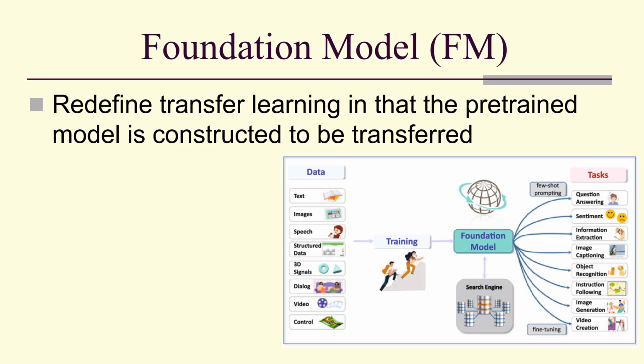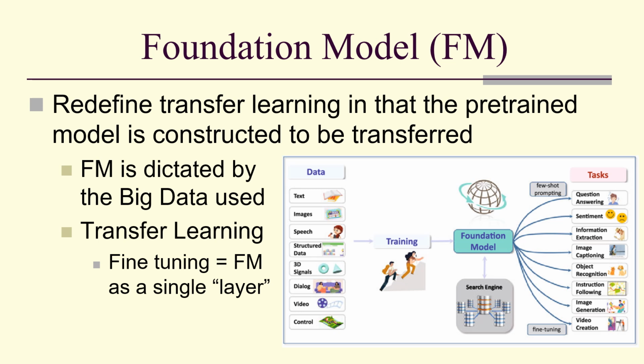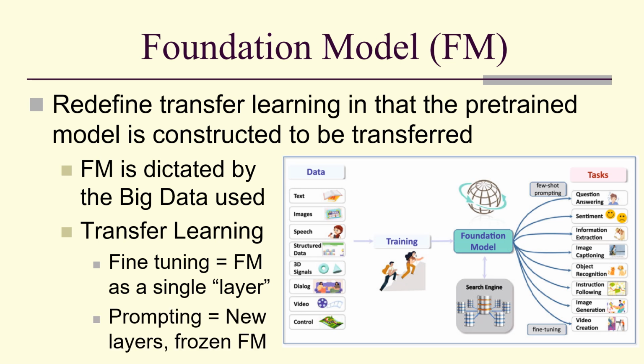So a foundation model redefines transfer learning in that the pre-trained model is constructed to be transferred. In particular, the foundation model itself is dictated by the big data used, and very often we choose incredibly large and very complicated sets of big data, not to train a final model, but only to train a foundation model. And then we do transfer learning. Fine-tuning, where the foundation model can be used, for instance, as a single layer, and we initialize it with the parameters, and then we tweak the parameters. And then prompting. This is where we've frozen the foundation model, and we add new layers that can understand our prompts.